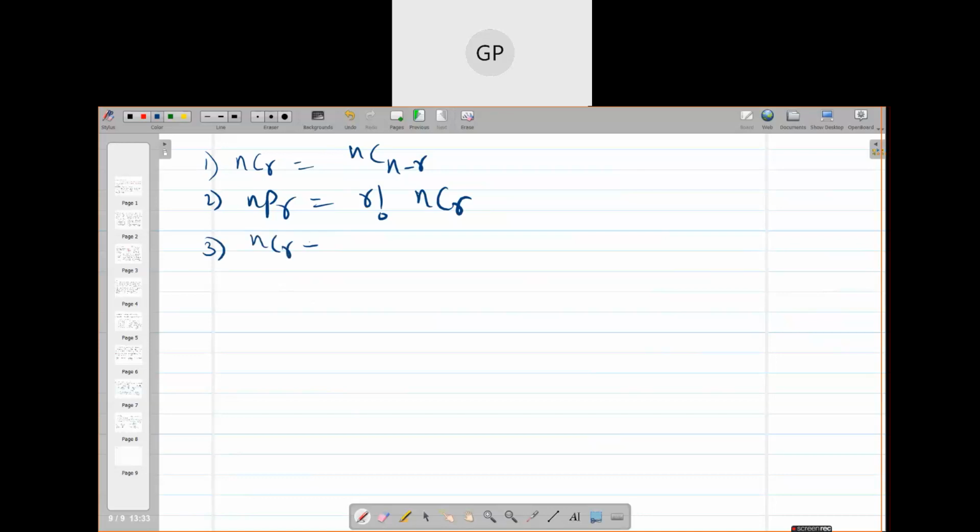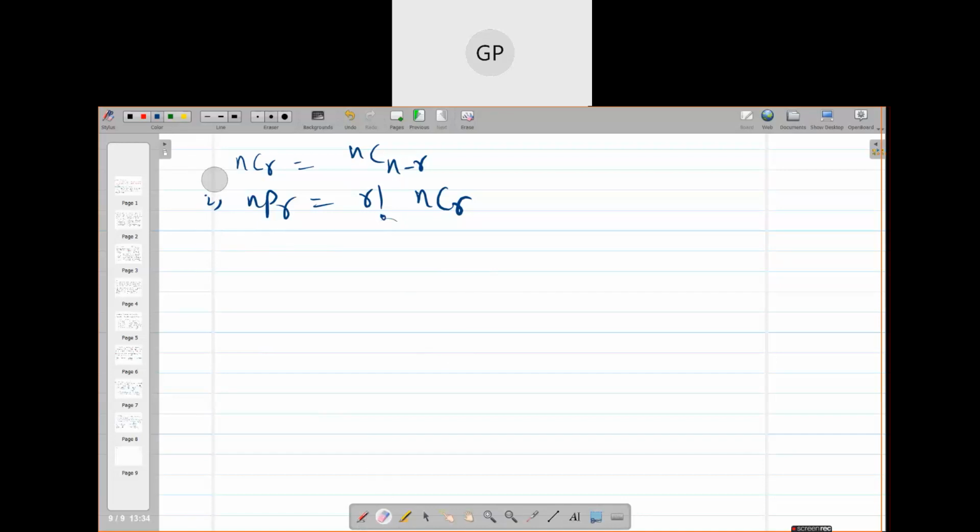NCR plus NC R minus 1, something like this you have. I don't remember this particular term. Okay. So these basic properties you have to understand, and you have to remember. Sometime you may need to use them in some problems. Okay.